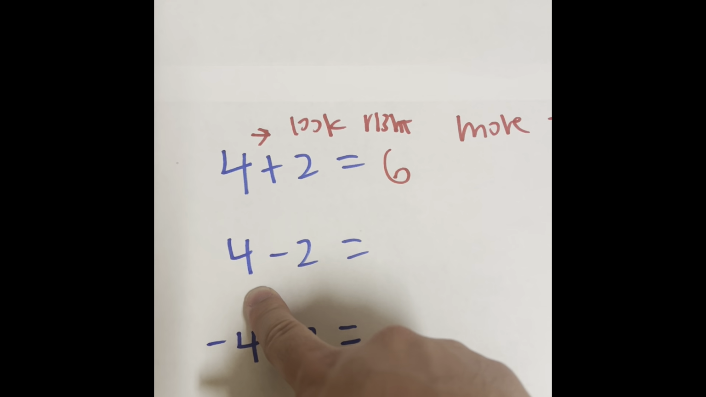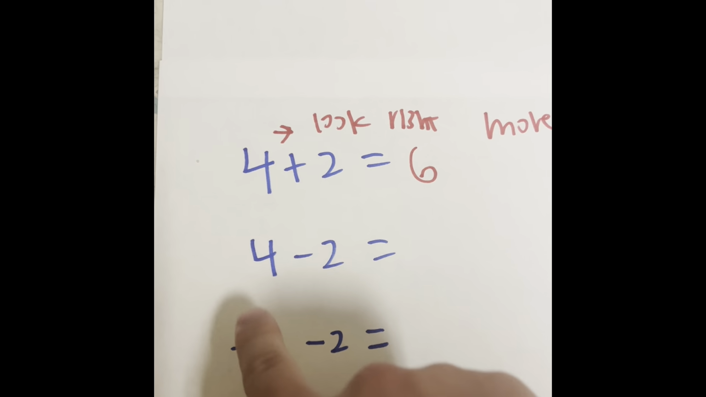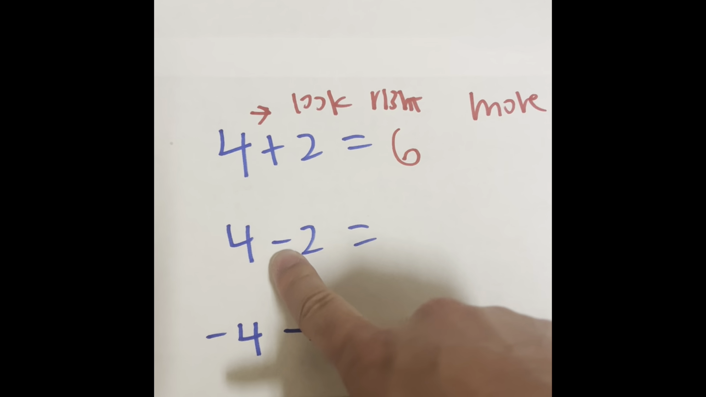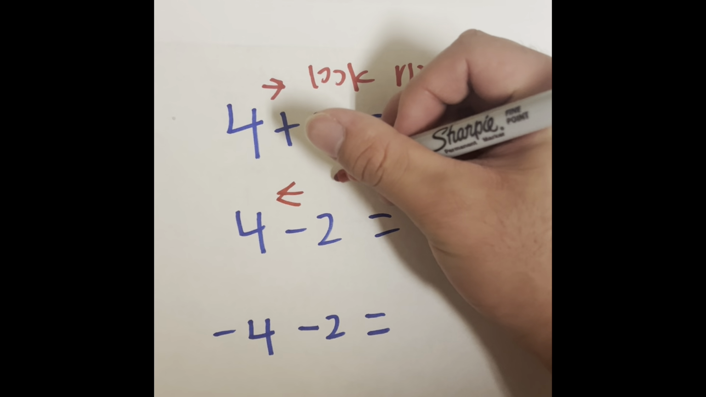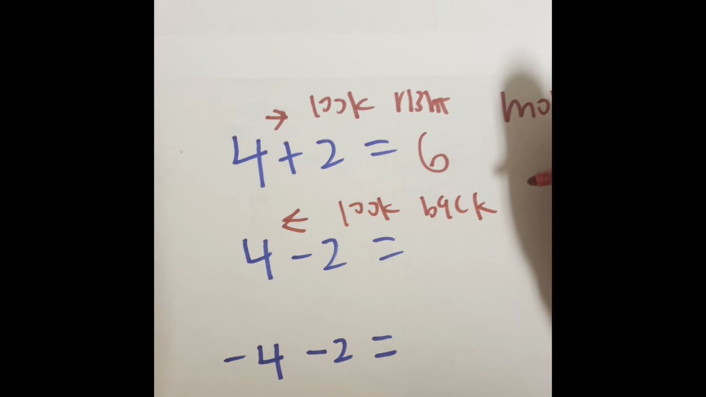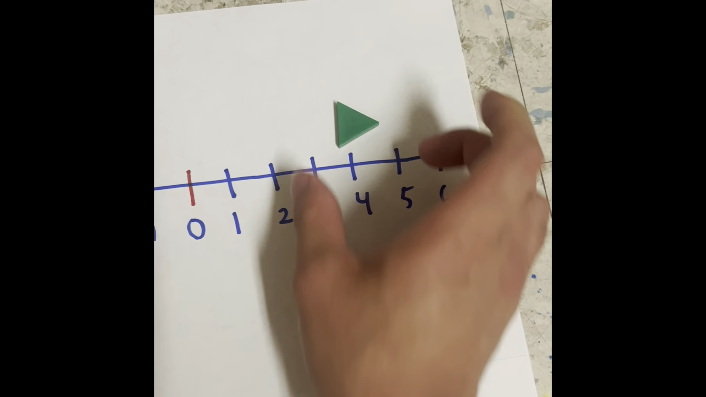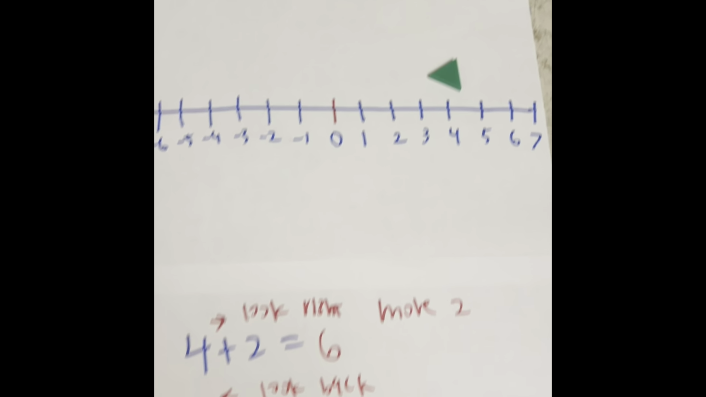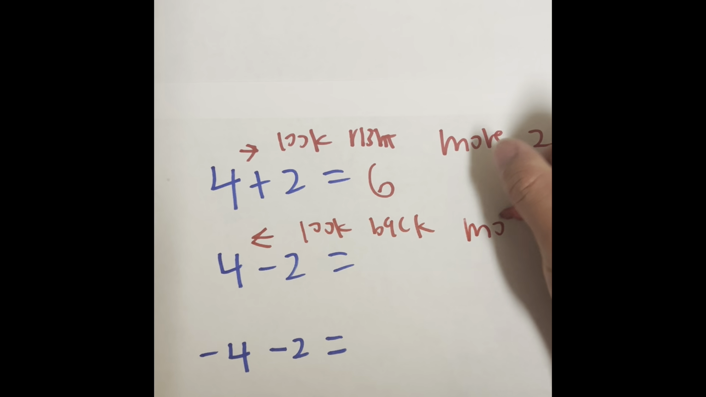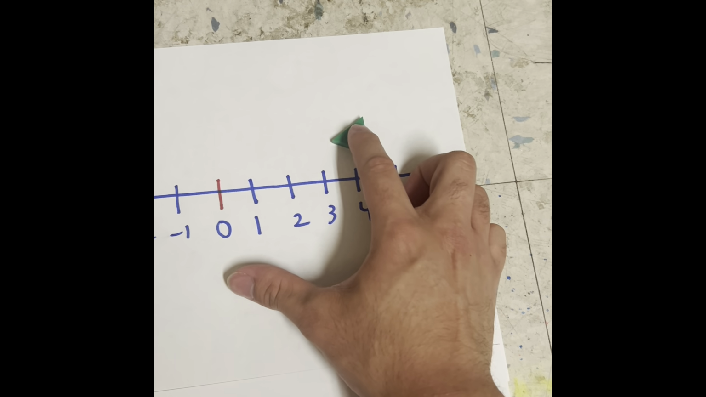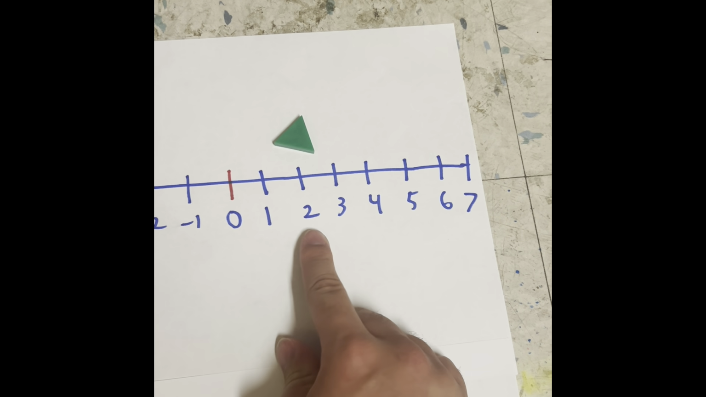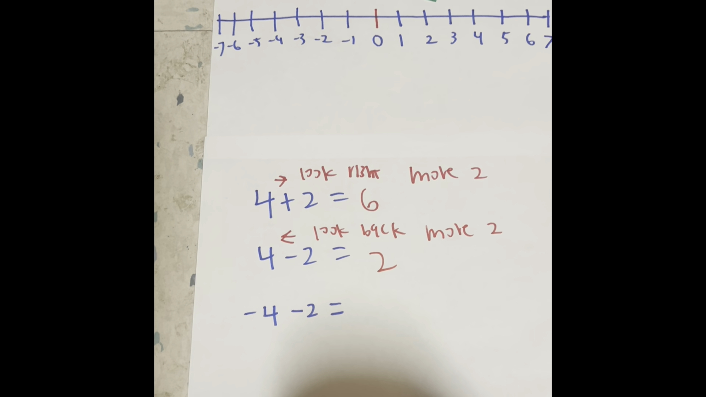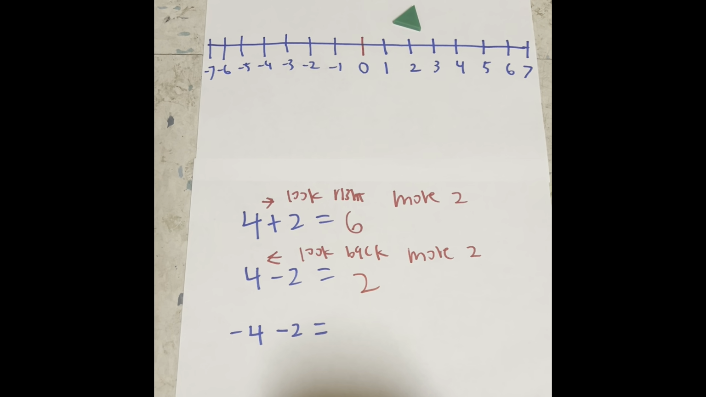Let's take another example. We're going to start at 0. Go to 4, 1, 2, 3, 4. Then since we have a subtract, we're going to go to the left. So look back. The whole direction of the pointer is going to go the other way, and it's going to face the left side. Then we are going to move by 2. So we're going to go 1, 2. Now it stops at 2. Perfect. I guess we're actually getting the hang of this.